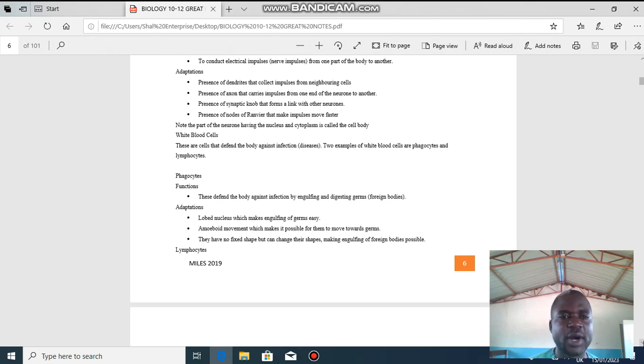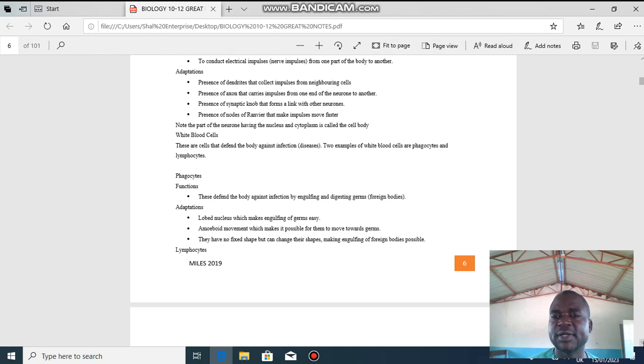Then we have white blood cells. These are cells that defend the body against infections and diseases. So if you are attacked by a disease, it may be a signal that there is low immunity due to too few white blood cells to fight that particular infection, or these white blood cells have been overwhelmed due to rapid multiplication of, maybe, bacteria or viruses.